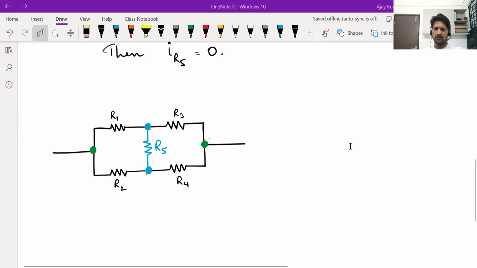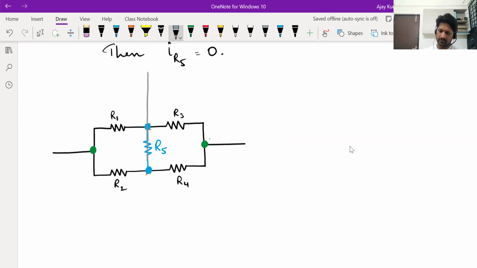And in this case, there is no symmetry also. There's no guarantee of symmetry, right? If at all you want to draw a line of symmetry, it will be like this. But what's the guarantee that R1 is same as R3 or R2 is same as R4? There's no such guarantee, right? So there may not be a symmetry in this case. So how do you find out effective resistance of this network?